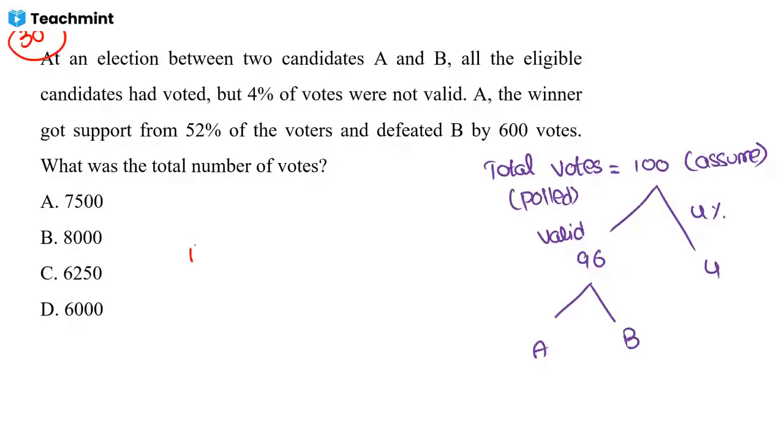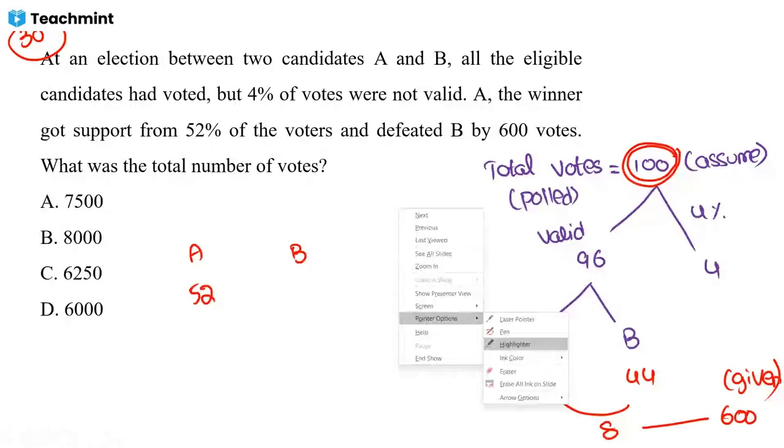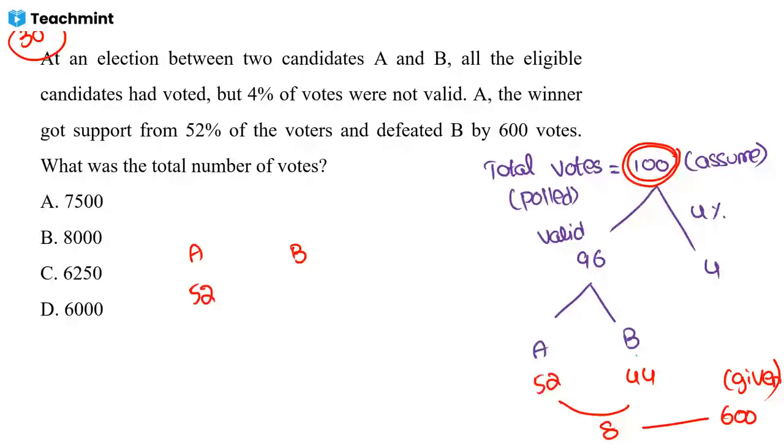52% of the voters means there is ambiguity. It may be 52 or 52% of the valid. They had to mention valid, not mention means we can take like total. Okay, then B will get, if A got 52, because they said 52% of the voters. Voters are 100. 52% this guy got means, then B will get, total 96 required, 44 only. Here the difference is 8, but the beat by 600 is given. We consider it's only 8. With our assumption we got 8, but they gave 600 already in the question.